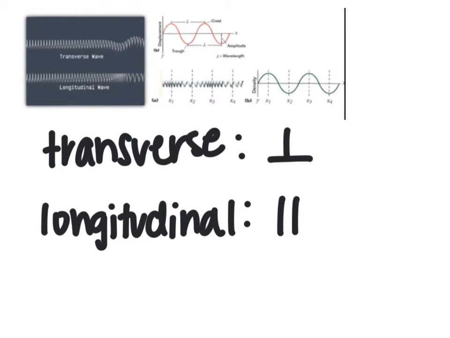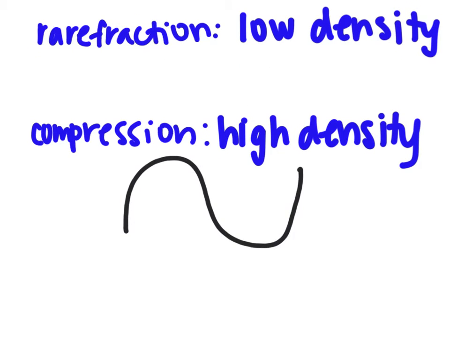Here are pictures of a transverse wave and a longitudinal wave. A transverse wave is a medium that moves perpendicular to the wave, and a longitudinal wave is a medium that moves parallel to the wave. Part of waves is the rarefaction and compression. Rarefaction is low density and compression is high density. And then right here you can see my really bad drawing of a wave, but up top here this is called a crest, and down here this is called a trough.